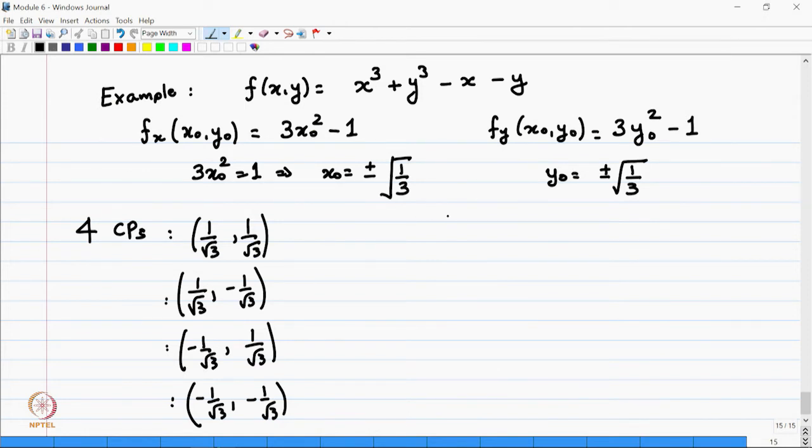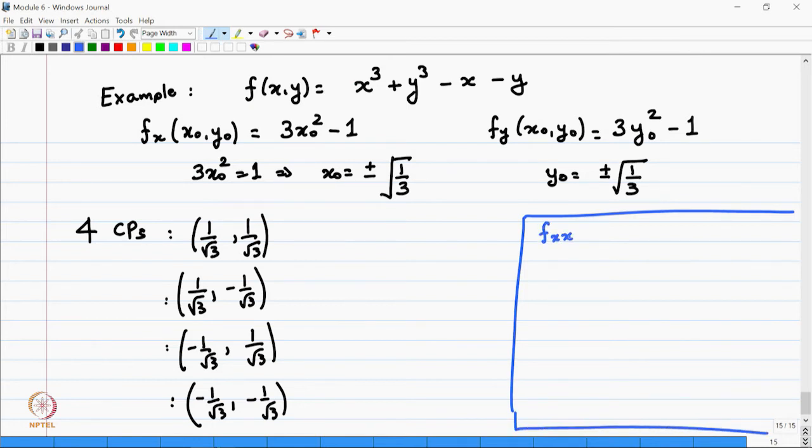Let us first calculate f_xx. First I will write the general derivatives, then I will substitute the critical points. So, f_xx is equal to 6x0, f_yy is equal to 6y0, and f_xy is equal to 0. Therefore, you can calculate D(x0, y0) is equal to 36x0y0.